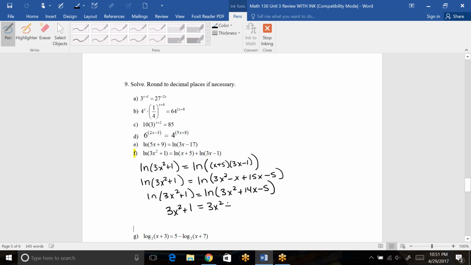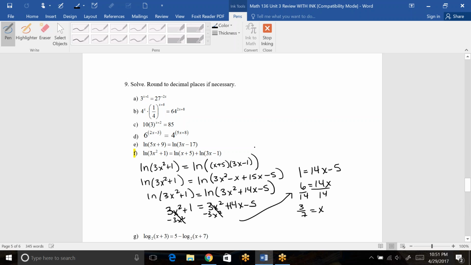And yes, there is a 3x squared in the problem, but it shows up on both sides. So when you go to move it, it cancels out. So what we're left with is 1 equals 14x minus 5. I would add over 5 and get 6. Divide by 14. And if we reduce that down, that would be 3 over 7.